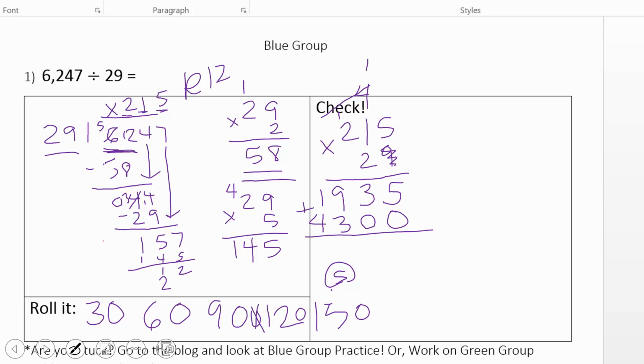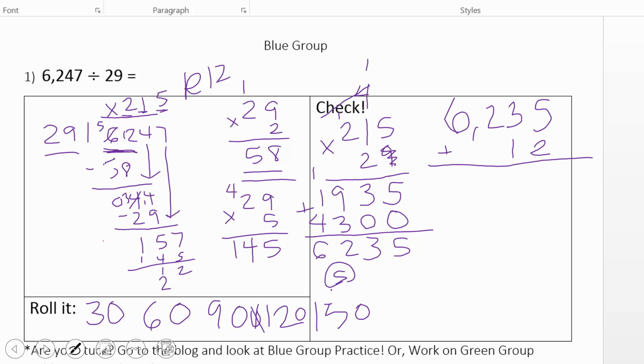So we're going to add that up. 5, 3, 12. So now I have 6,235, excuse me, but I do need to add the remainder to that. So I'll bring that over on this side. So 6,235 plus 12, and that gives me 6,247, which matches my original whole.